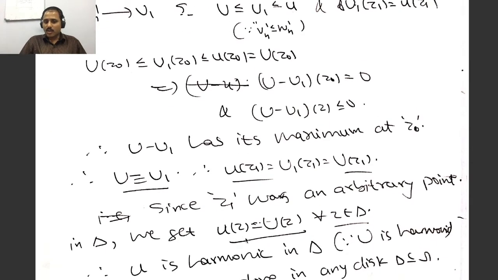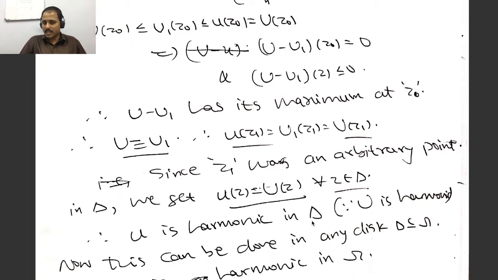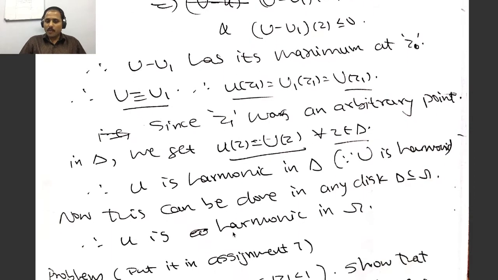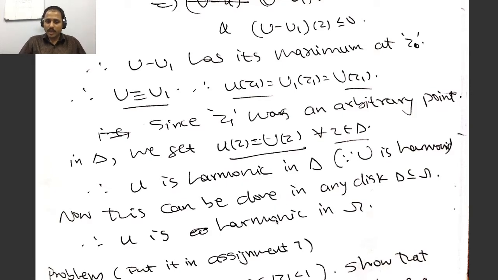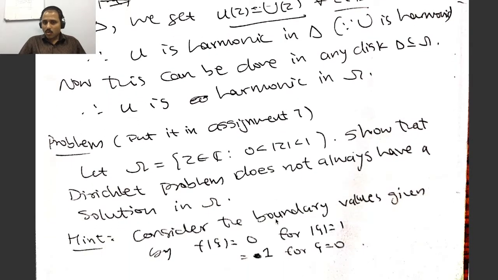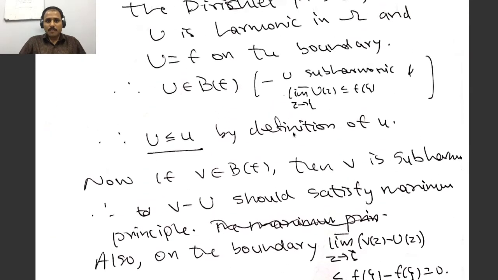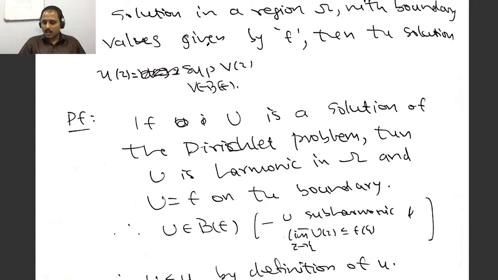So therefore, small u coincides with capital U, which is a harmonic function in the disk delta. Therefore, you obtain that u is harmonic in the disk delta, and now this can be done in any disk inside omega. Therefore, u is harmonic in omega. So now we simply go to the final discussion about the Dirichlet problem.